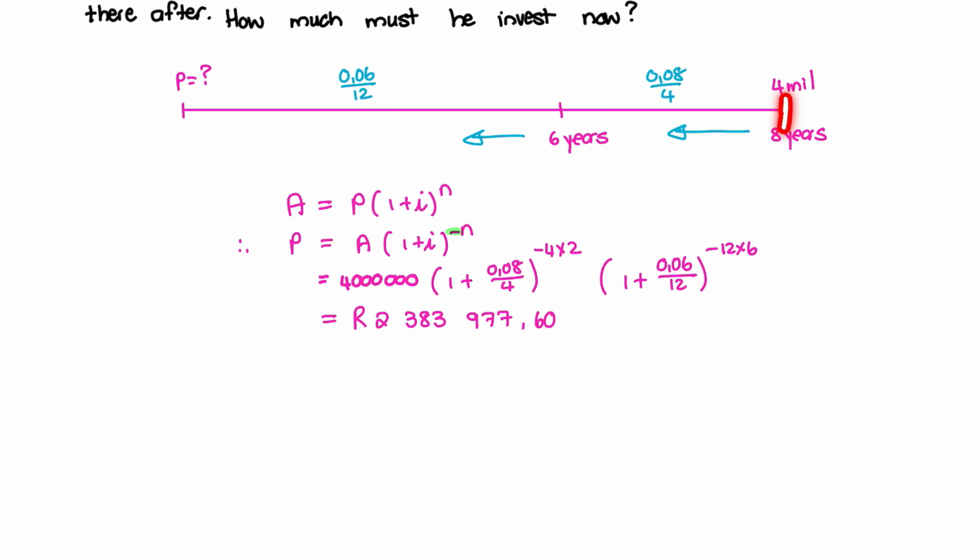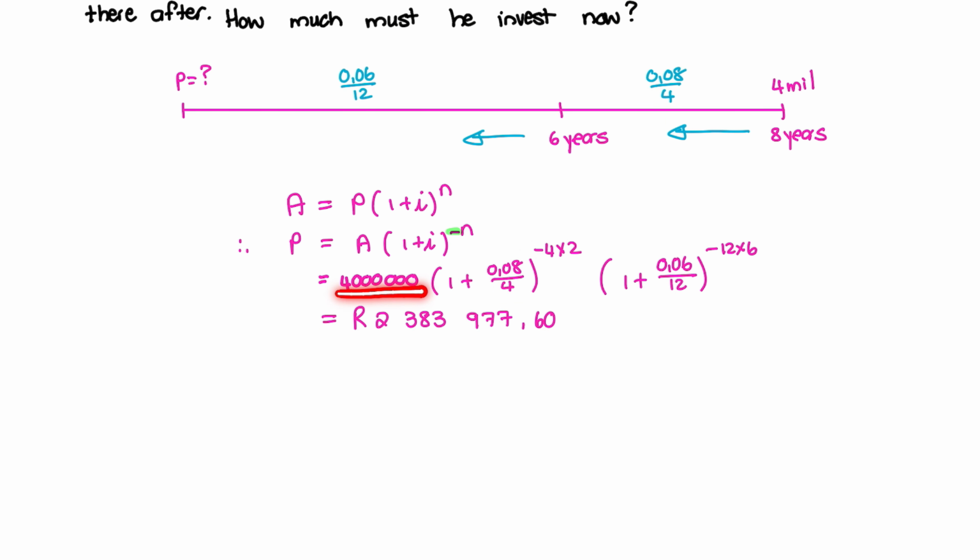If I'm starting from 4 million rand, which is my first amount, and I move back to where the interest rate changes, I'm moving back by 8 compounding periods, because this represents 2 years, between 6 and 8 years. The number of quarterly compoundings per year is 4, so 4 times 2 is 8 in total. And you can see the interest rate is 0.08 divided by 4.